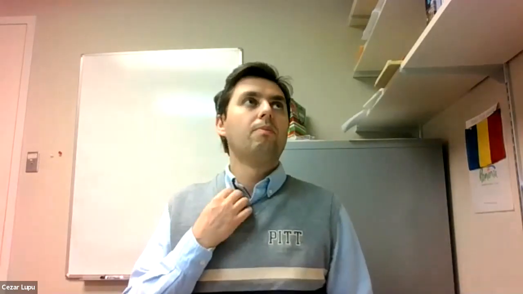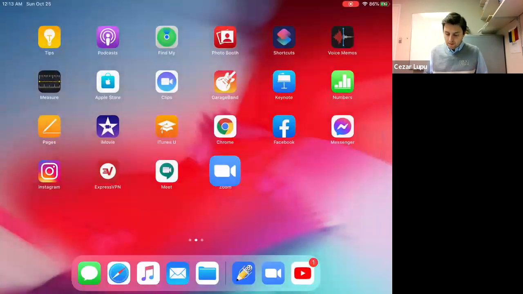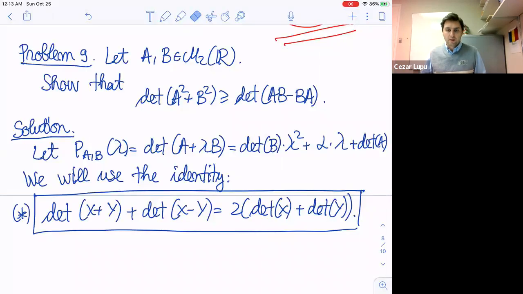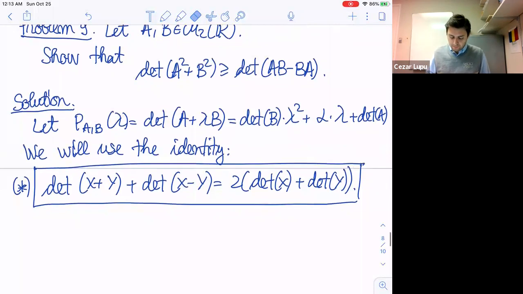Before that, I would like to address one previous problem from the last time. And that problem was the following. As you can see here, I gave you a hint on how to solve it. So using this identity, let me just quickly say a few things.